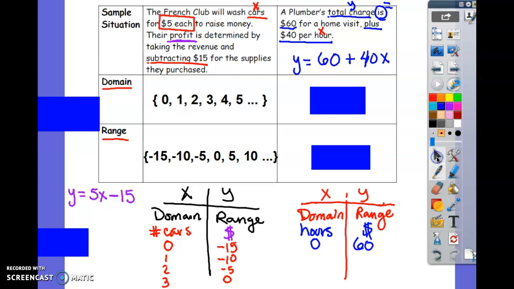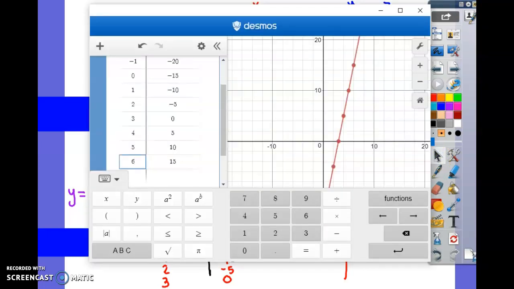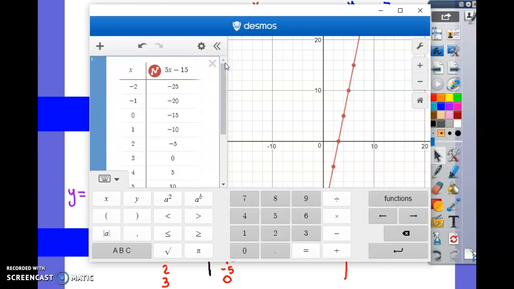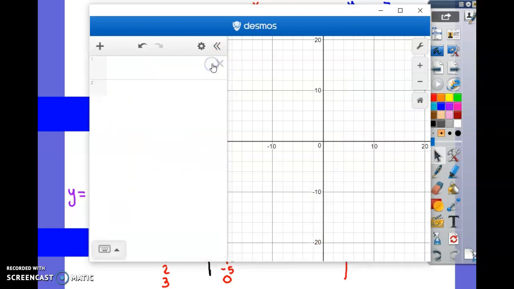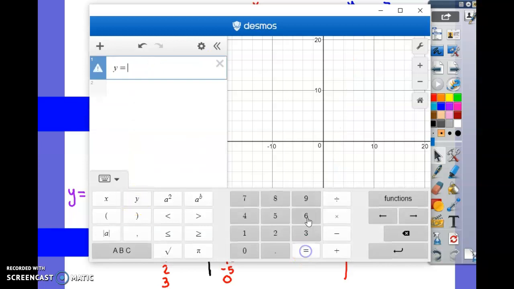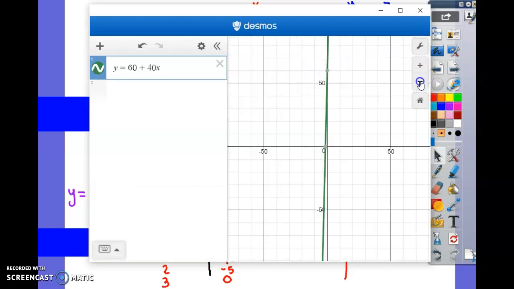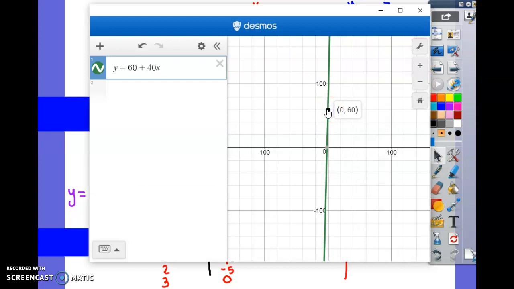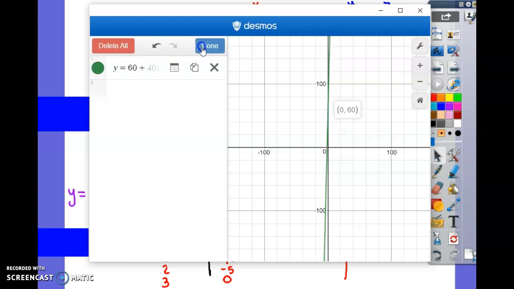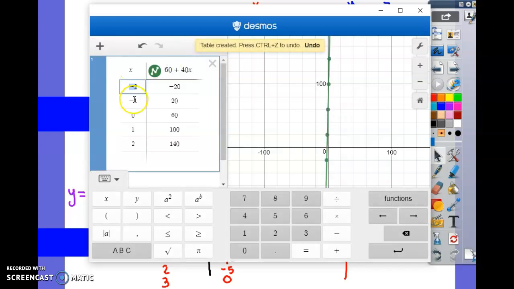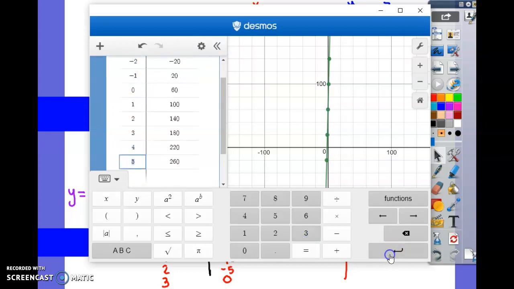Right? So let's go look at, if I put it in Desmos, so I'm going to type Y equals 60 plus what? 40x. Okay, so here's my line. I can zoom out so you can see it better. See, he started at $60. Okay? And if I open up my table for that equation, I don't care for the negatives because we don't have negative hours that we can work. But I'm going to start at 0. So 0, he gets paid $60.